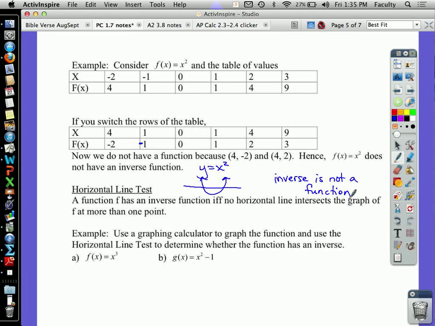So in the next example, I actually don't think we need our graphing calculators at all. x cubed, you know, looks like this, right? If I draw a horizontal line through it, isn't it going to pass the horizontal line test? So yes, the inverse is a function. And then what about x squared minus 1? Okay, it's a parabola and it's only been shifted down 1 unit. It's going to fail the horizontal line test.